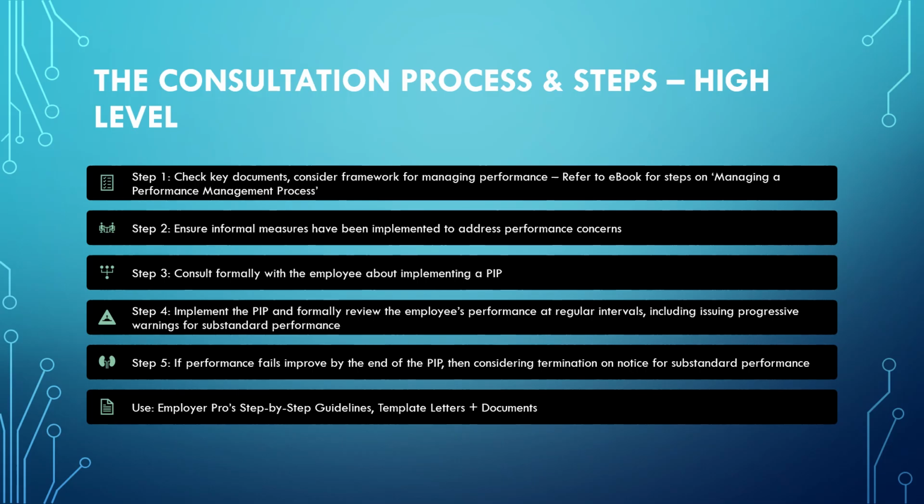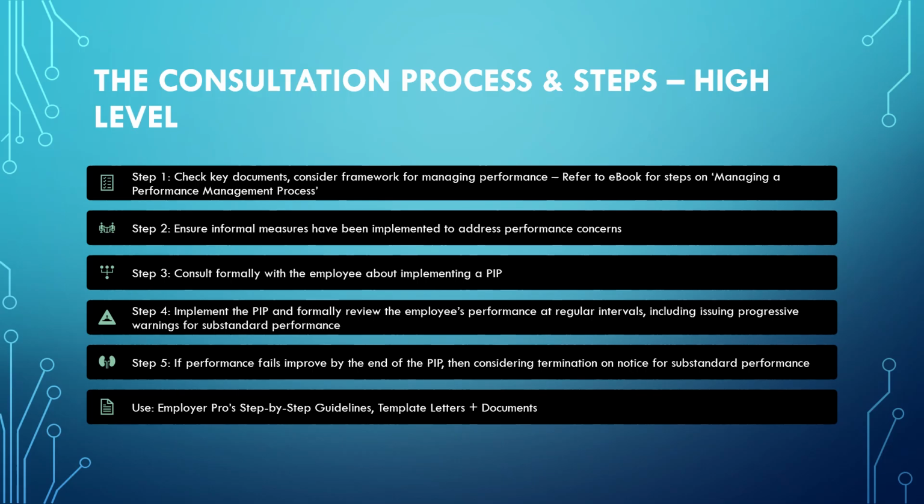They have the legal right to give their feedback in relation to any proposed PIP before it is set. Step four would be implementing the PIP, provided that the employee is not giving any clear or crucial feedback which would amend or warrant changing what goes into it, and formally reviewing the employee's performance at regular intervals, like I said earlier. And if the employee's performance fails to improve, and the employer can prove, establish, demonstrate that, then potentially you're looking at issuing progressive warnings for continued substandard performance.